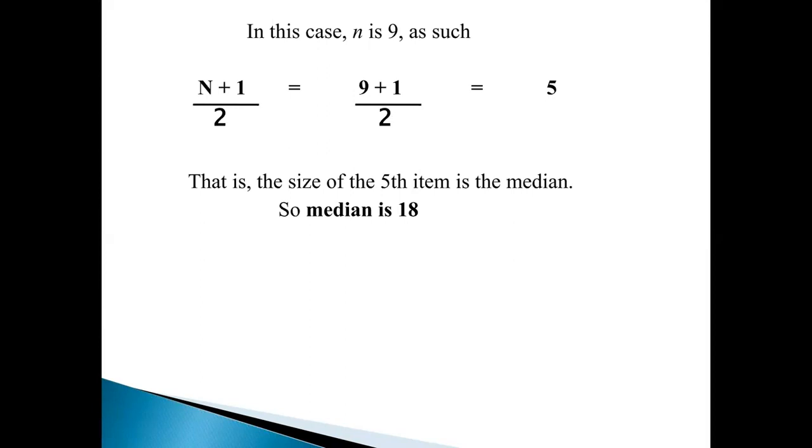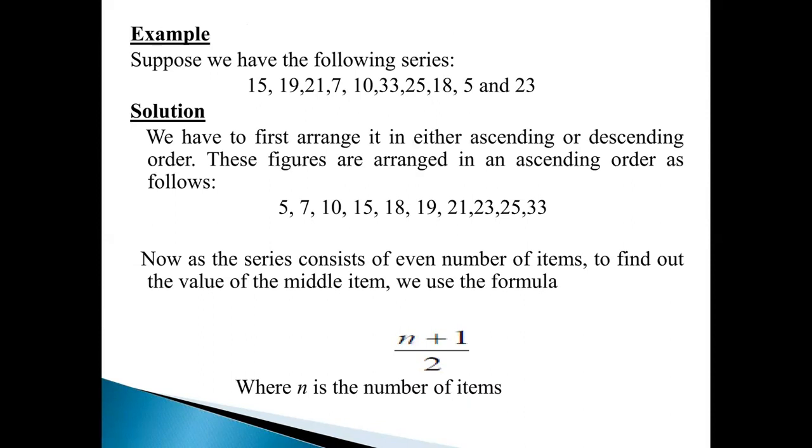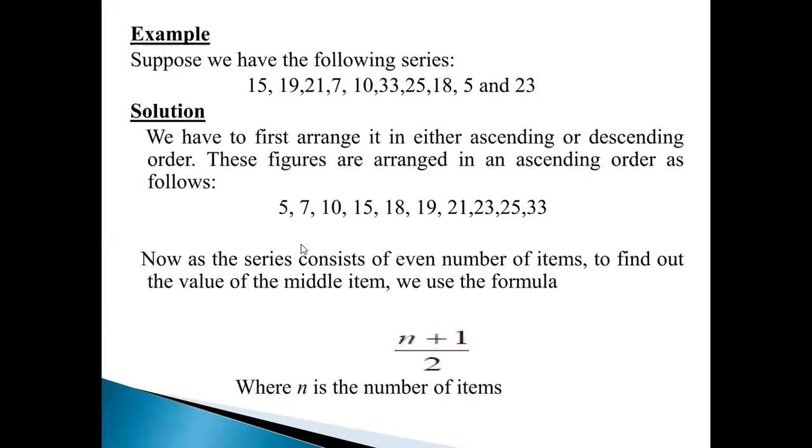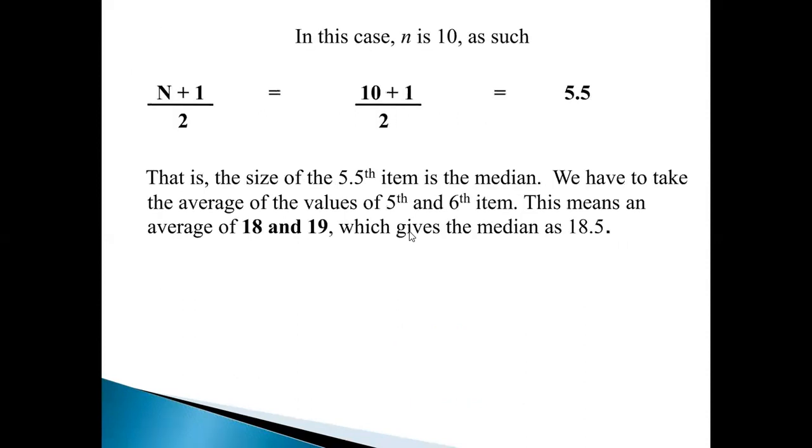Now coming to the even series, let us take this particular problem: 15, 19, 21, 7, 10, 33, 25, 18, 5 and 23. Arranging this, you will get the numbers like this. Now here, how many numbers are there? Here you have 10 numbers: 1, 2, 3, 4, 5, 6, 7, 8, 9, 10. Now here the middlemost number is not one number, two numbers are there. So what are those numbers? That you have to find out.